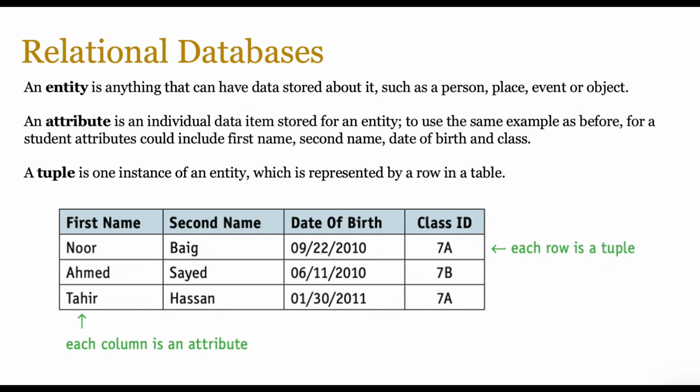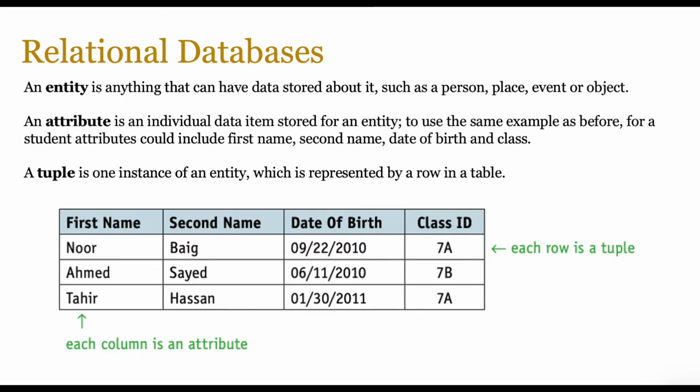So a tuple is basically a record, an attribute is basically a field, and an entity is any object data can be stored about. So normally there would be a table about a student, a table about cars, a table about teachers, a table about planes, whatever that object is that you're storing data about in that table is the entity.